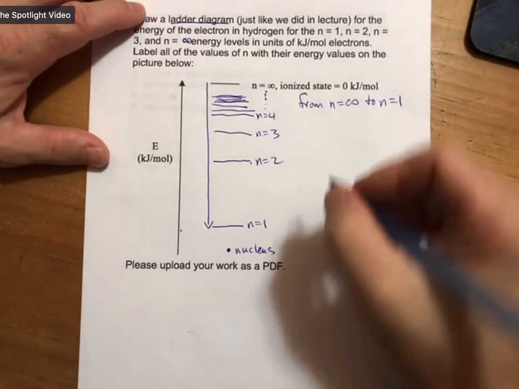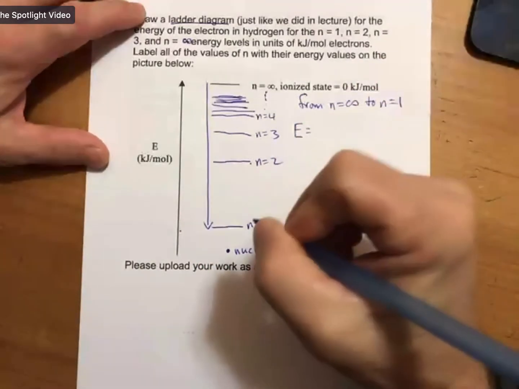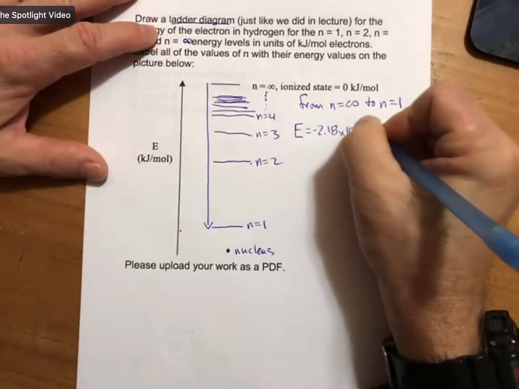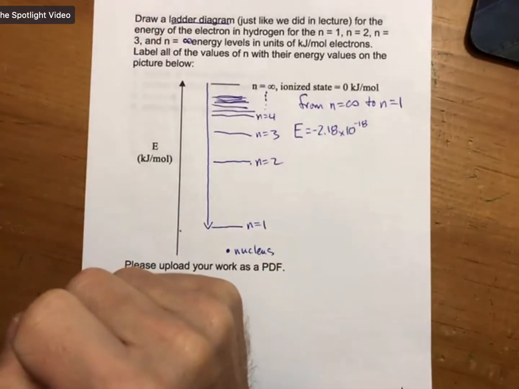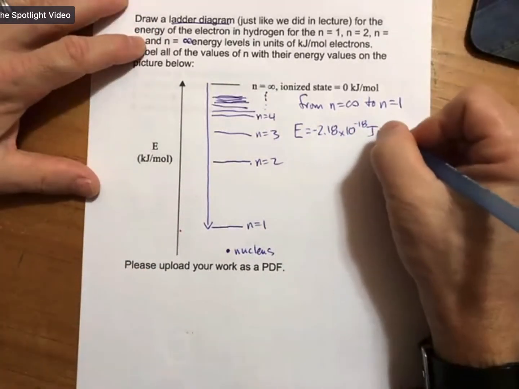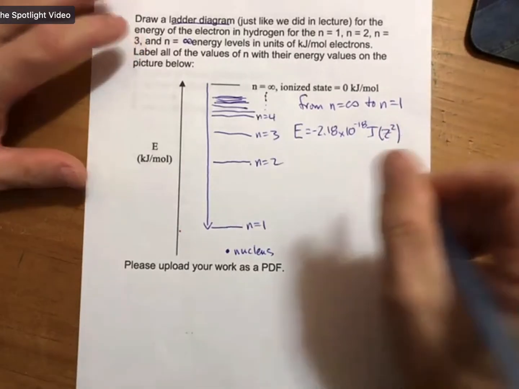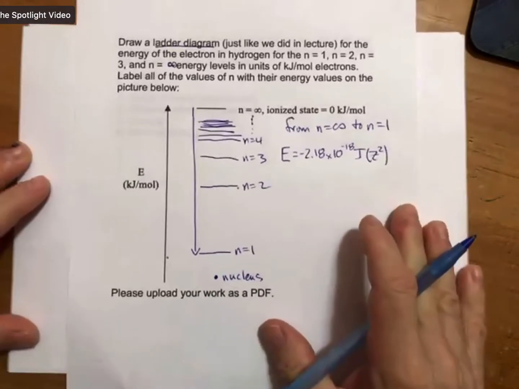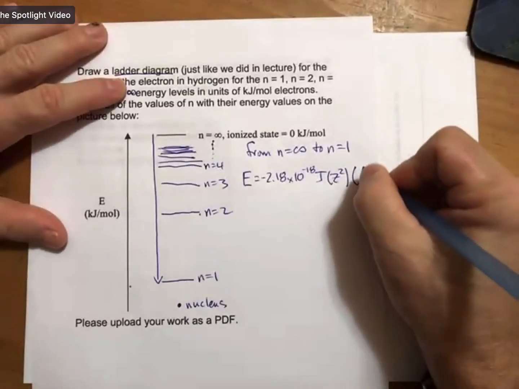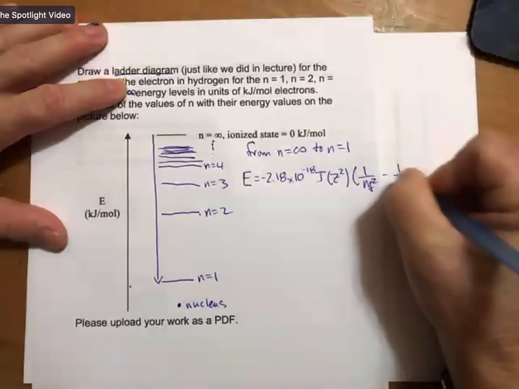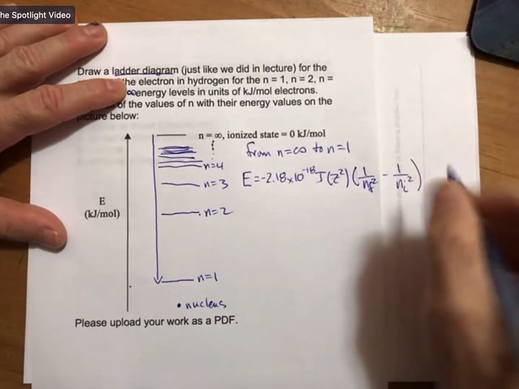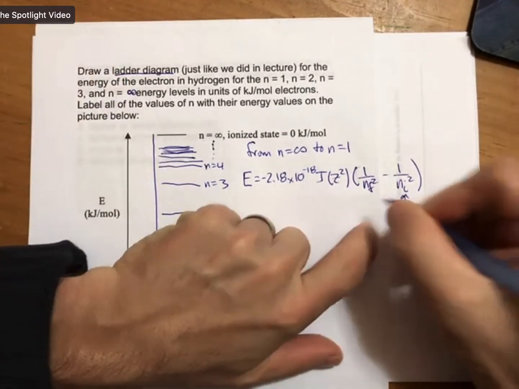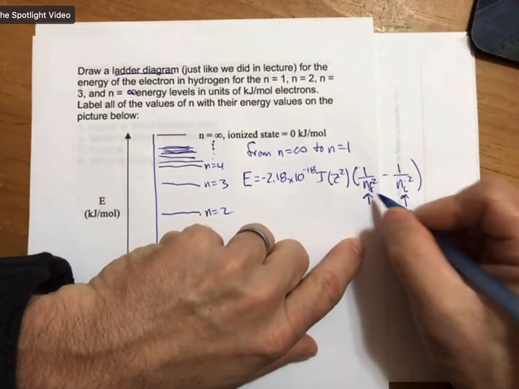And I'm going to use this equation. E equals minus 2.18 times 10 to the minus 18 joules Z squared, and I've run out of paper again. There we go. 1 over nf squared minus 1 over ni squared, where ni is going to be infinity and n final is going to be 1.